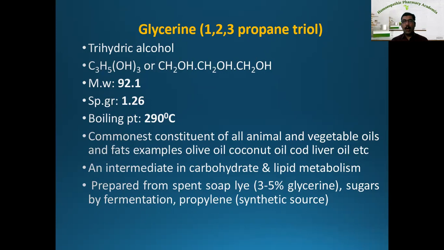Now let us see how glycerin is prepared from spent soap or spent lye. I told you it is a byproduct in the soap industry. The soap is in solid form. Once the soap is salted out and the remaining liquid is extracted, that byproduct contains 3 to 5% of glycerin. Now, how to separate out this glycerin from the spent lye?